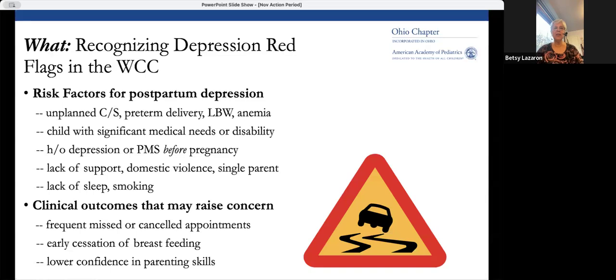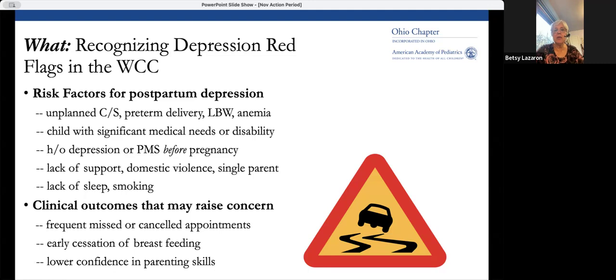Let's talk about the what's. Now that I've convinced you why we should be doing this, I want you to be able to recognize some of those red flags for depression. So maybe it's not a well child check and you're not doing routine screening, but you see that there's something going on with this family. Some of the risk factors are the unplanned C-section, the infant who has significant medical needs, an unexpected birth of a child with a genetic disorder, a mom who's had depression or postpartum or PMS before pregnancy has a higher risk of postpartum depression.